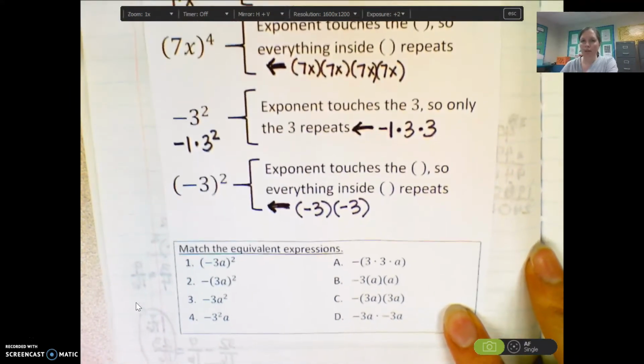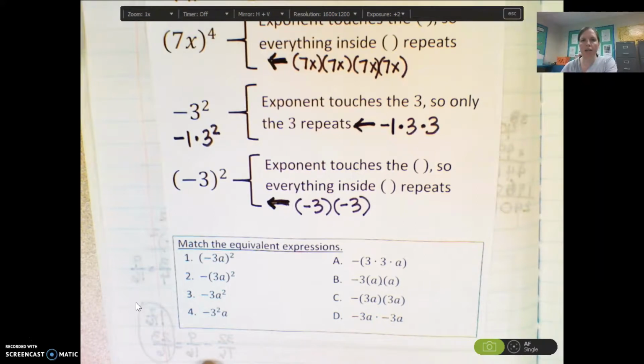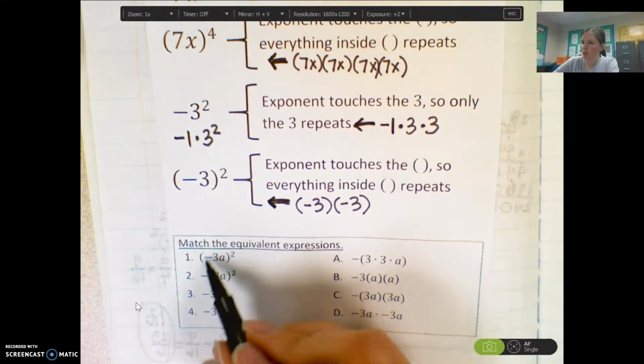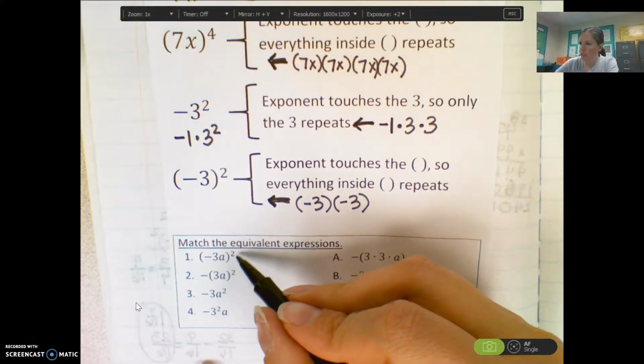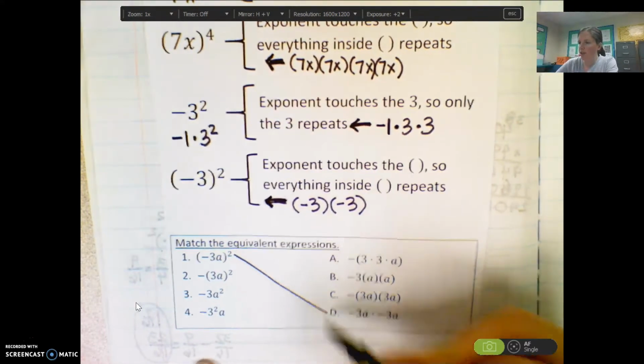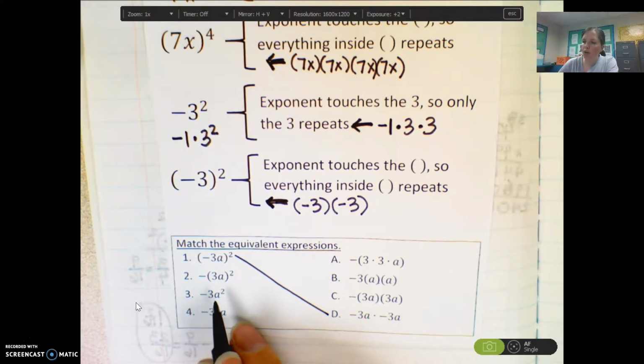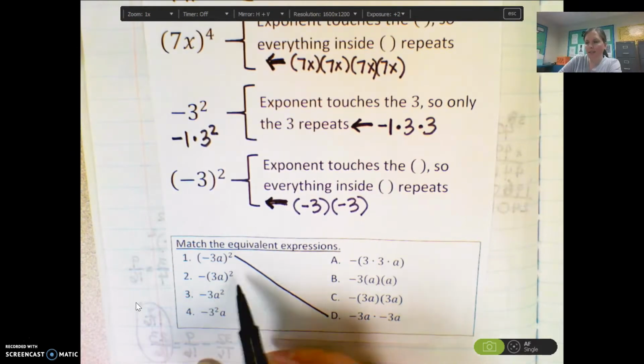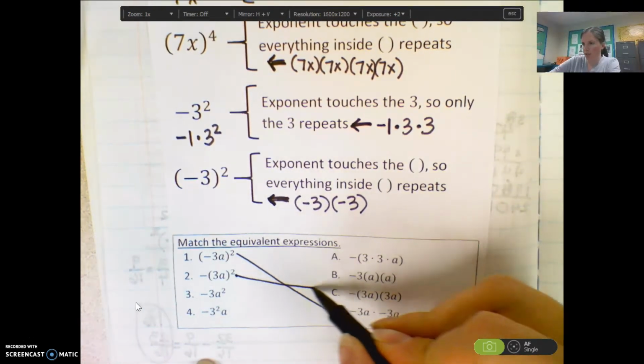Now, down below, there's some matching. I'd like you to pause the video and see what your matching comes up with, and then restart it so you can see if you came up with the right answers. So for matching, the exponent is touching the parentheses, so we're going to repeat the whole thing. So number 1 should match up with letter D. For number 2, the 3a inside the parentheses is being touched by the exponent. So that means the 3a is repeating, but not this negative sign outside. So this should match up with letter C.